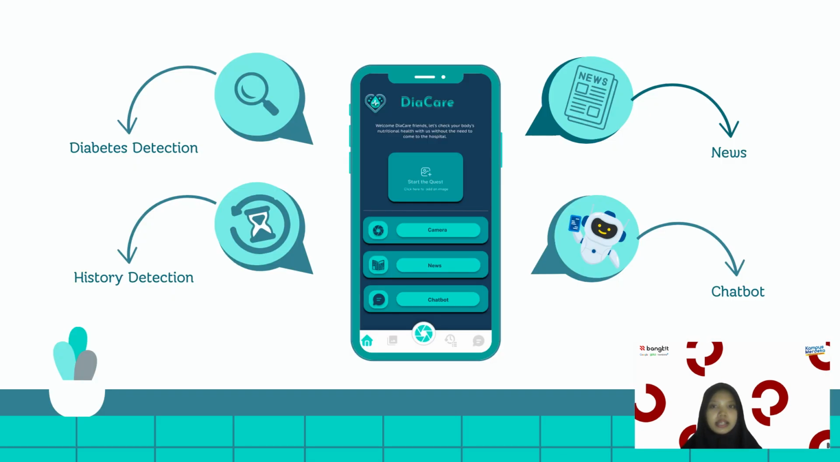Okay, next is the result of the DiaCare application. This application is designed to help users maintain their health practically. The diabetes detection feature makes it easy to detect diabetes through image analysis, while the history feature keeps the examination history for health monitoring. The articles present the latest information, and the chatbot makes it easy to interact and provide health guidance. DiaCare offers a practical and affordable solution without having to go to the hospital.